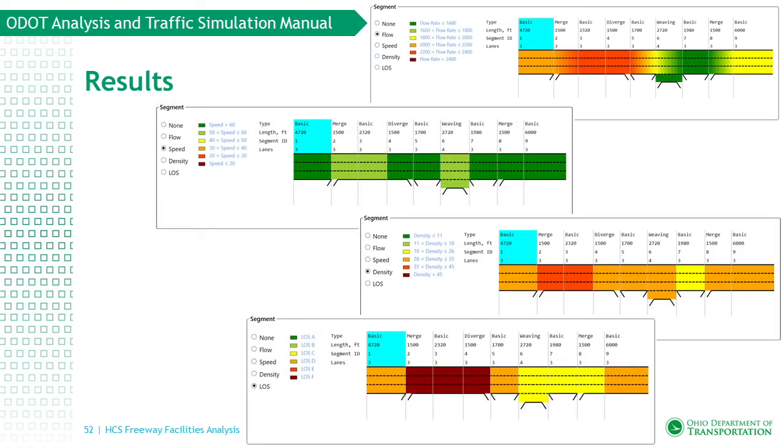A useful feature of the HCS Freeway Facilities module is its ability to provide graphical results. Here are the results for flow, speed, density, and level of service for the sample project. The colors, especially the shades of red, are very helpful to visually see where slowdowns and bottlenecks may be occurring within the study area.